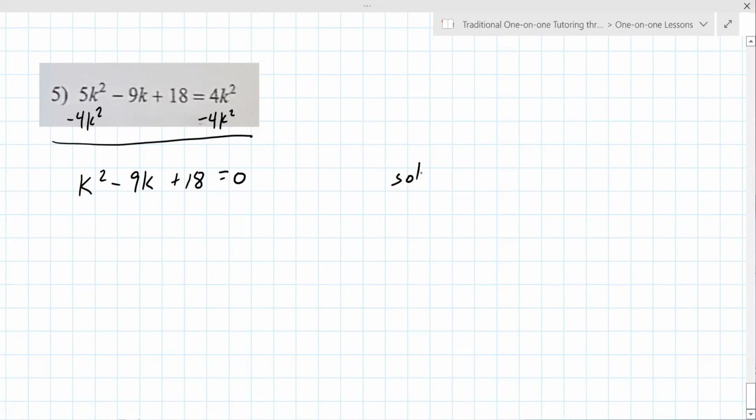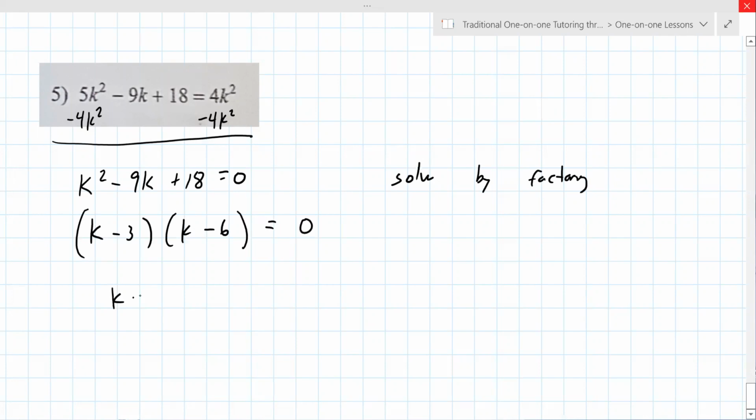And again, you're going to solve by factoring. So you have to find two numbers that multiply to 18 but add up to -9. I guess -3 and -6. Yep. So k minus 3, k minus 6 equals 0. So k minus 3 equals 0, k minus 6 equals 0. K equals 3, k equals 6.